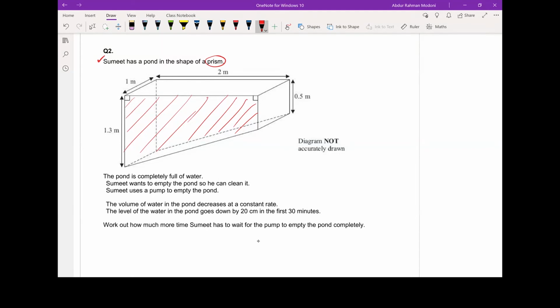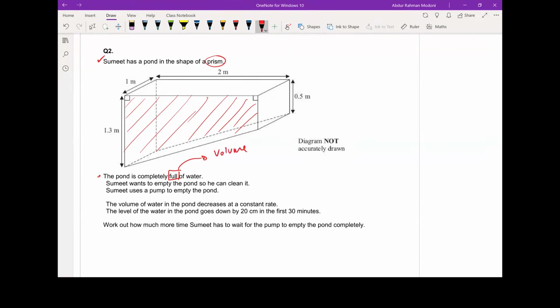Okay, so in the next sentence, it goes on to say the pond is completely full of water. Now, the word full implies that we are going to be working with volume. If it said the prism is covered with paint, that would imply surface area. So it's really important to understand some of these words used. So full means we're referring to volume.